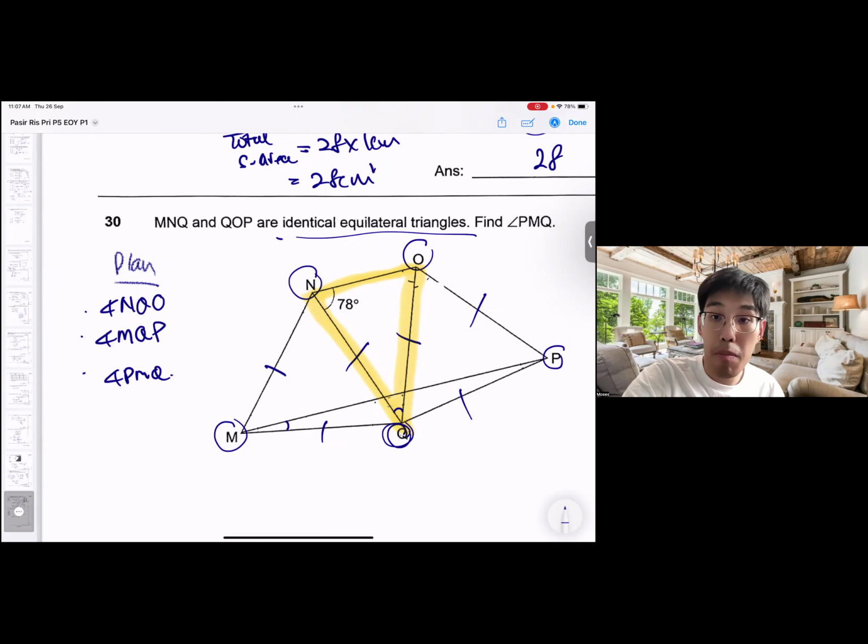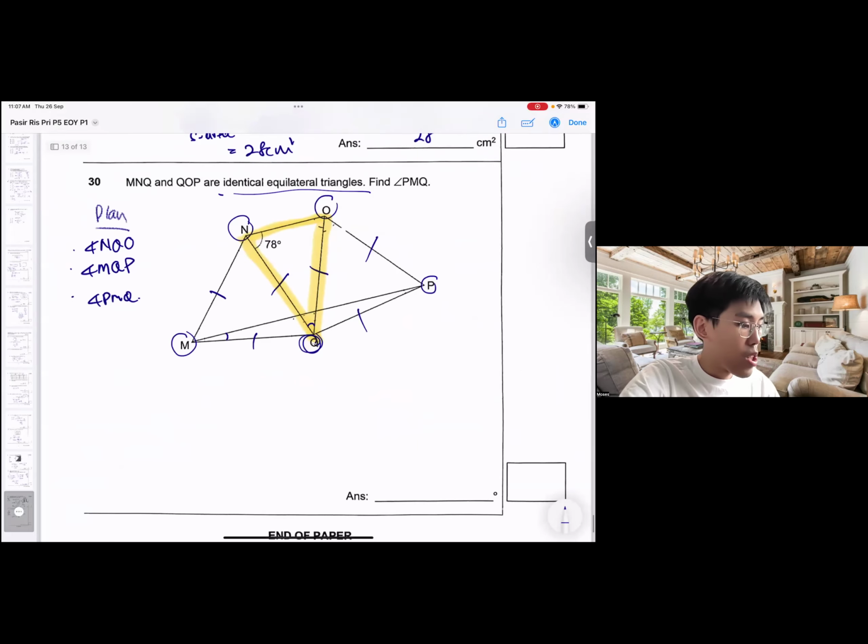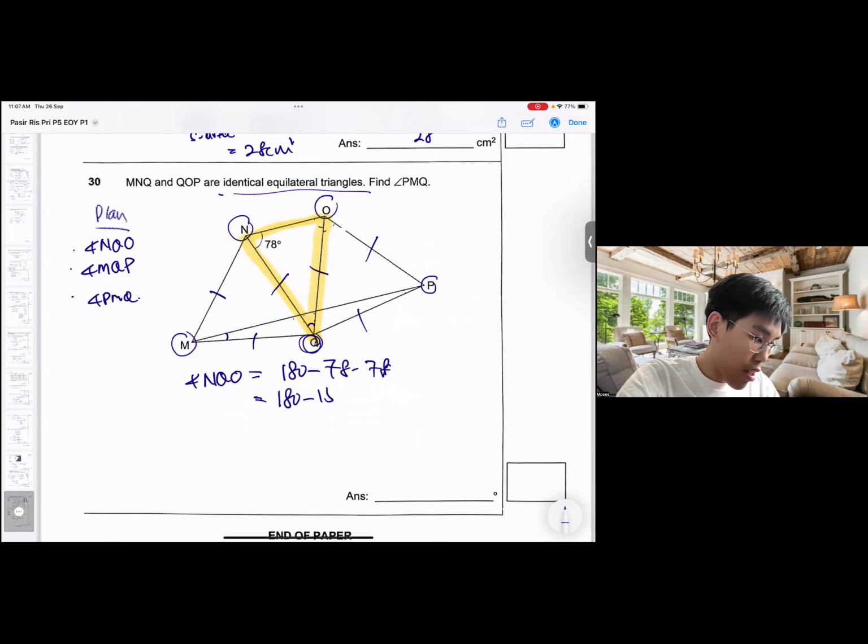So same thing, come up with a plan and work with it. Okay, let's go. So in order to find, let's find NQO. It will be 180 minus 78 minus 78. Will be 180 minus 156. That will be 24.